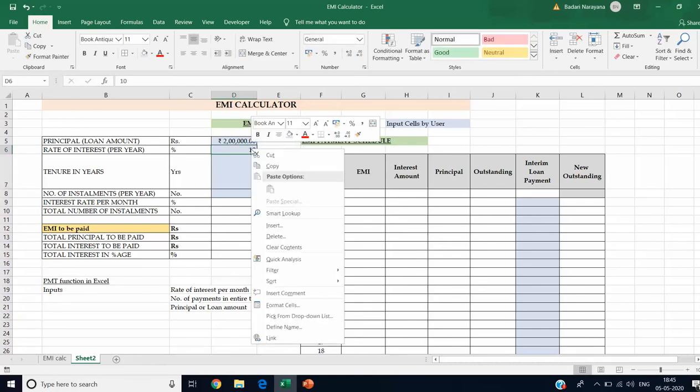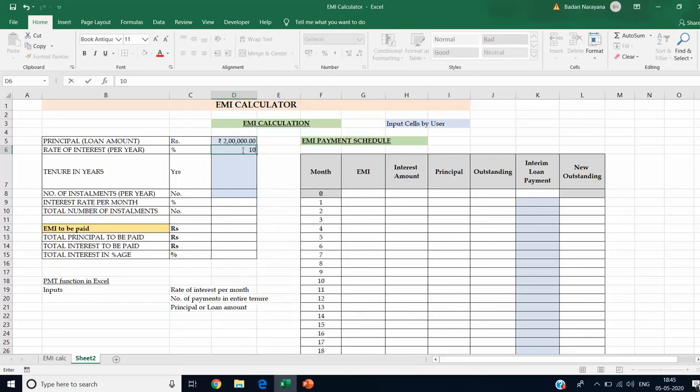I would like to convert this 10 into percentage. So I'll write 10%. Okay. And tenure in years, I'd like to repay this amount in 2 years, and number of installments per year. So as we are paying every month, so per year the installments are 12. So rest of the cells we just keep as formulas.